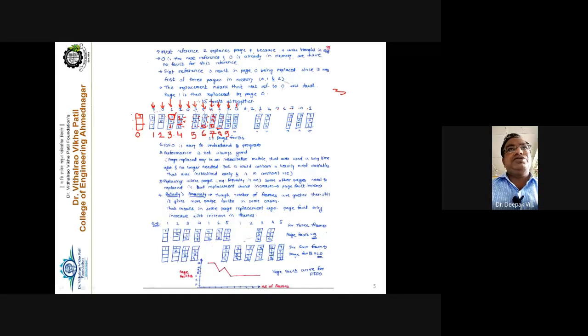Again a reference is made to 0. 0 is not present here, so page fault number 10 occurs. So which is the oldest one? In 4, 2, 3, 4 is the oldest one, so replace 4 by 0. Now the next memory reference is 3. But there is no page fault because page number 3 is present here. So no page fault occurs.